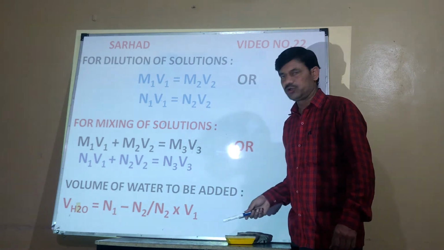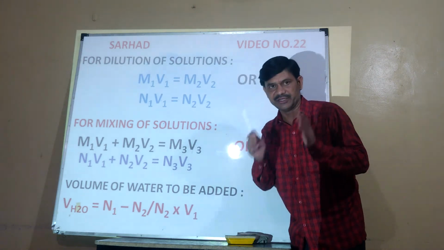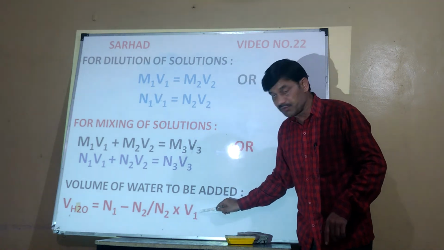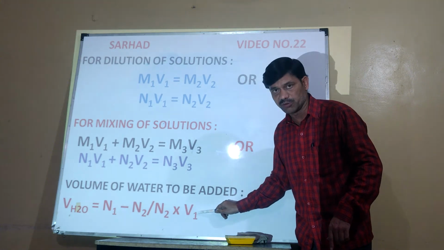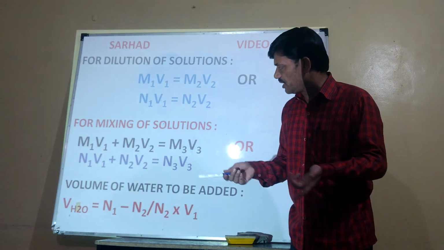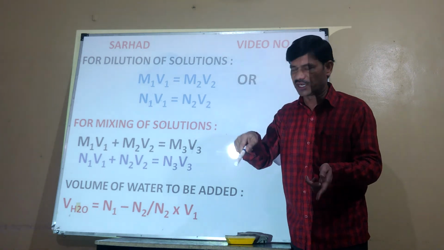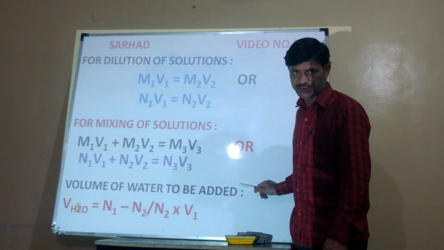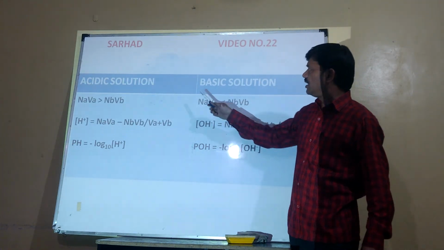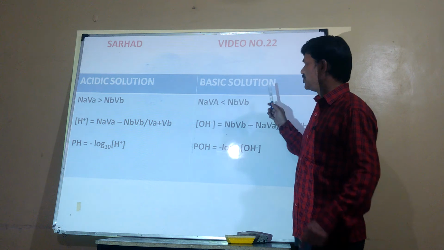Volume of water equal to what is this? Initial normality, N1 minus N2 upon N2 into V1. So remember, you have to consider the initial volume of solution. So by putting these values, you can easily obtain how much water to be added from outside in order to get the desired solution.